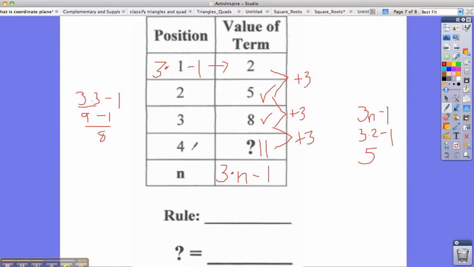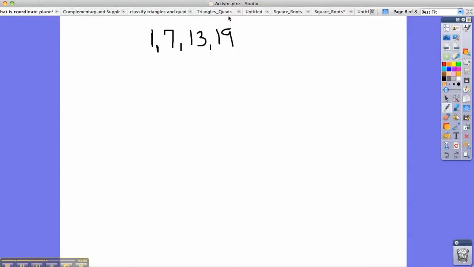So let's try it for 4. 3 times 4 is 12. 12 minus 1 is 11. So our rule here is going to be 3n minus 1. That's how we get from the position to the value. Our question mark we filled in was 11. Perfect. Just like what we talked about yesterday.